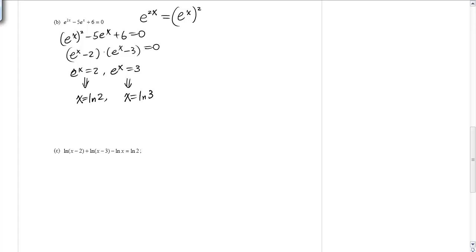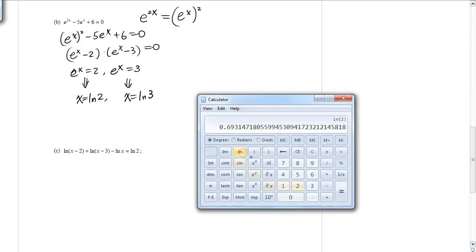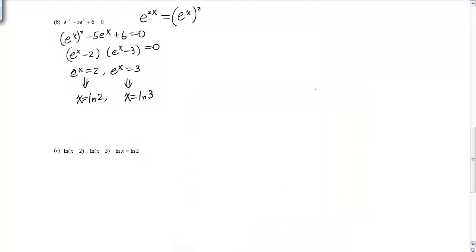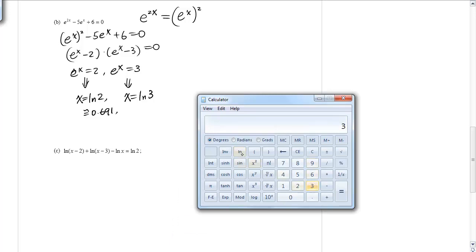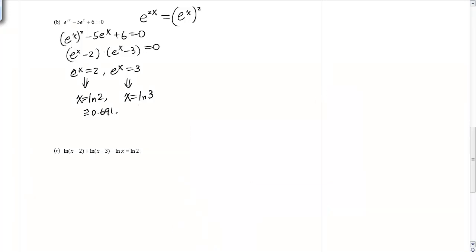Okay, if you want to evaluate it, ln 2 is approximately 0.691. ln 3 is approximately 1.099, and they are both valid solutions to this equation.